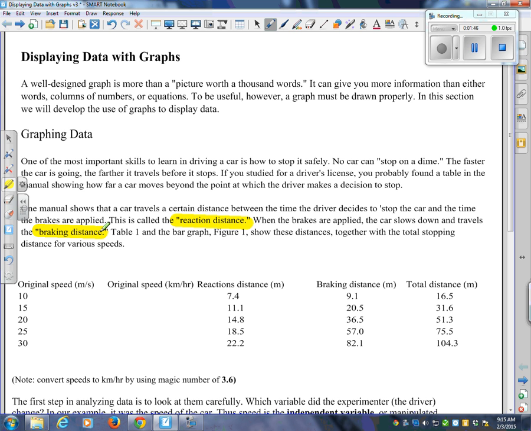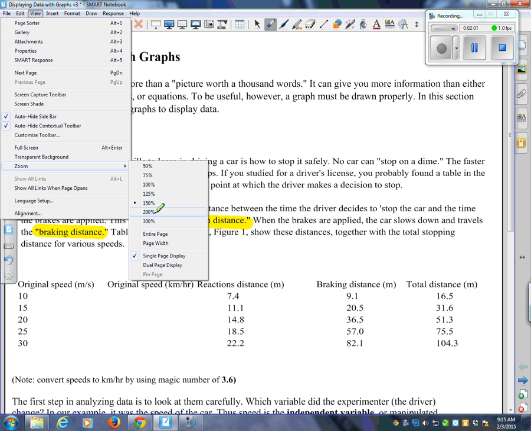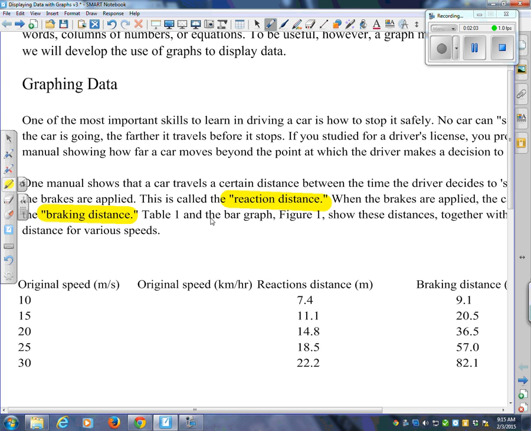The reaction distance: if you're driving on the highway at 100, how fast are you going as you travel the reaction distance? Anyone? 100. You're still going at 100. Your foot has not hit the brake yet, has it? You're still going 100. You're going pretty fast. Hopefully that's a short enough time, though, right?